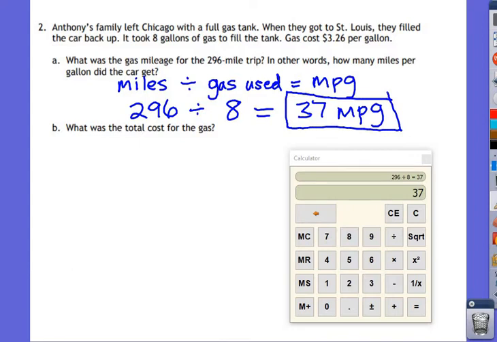So what was the gas mileage? 37 miles per gallon. Do you think that's really good for a car? Not really. No. I know my car gets like 23 miles per gallon, and that's pretty good. Some of them get into the 30s if they don't have a powerful engine.